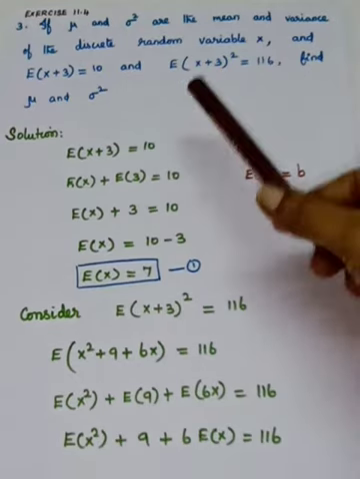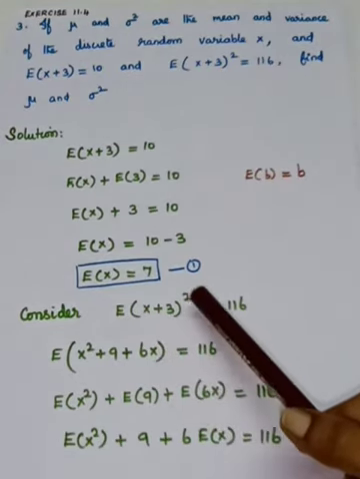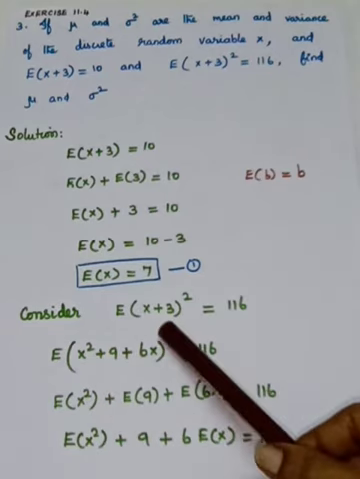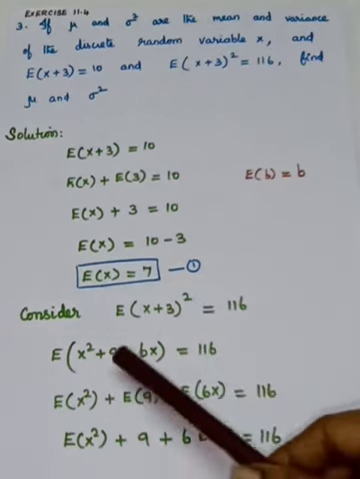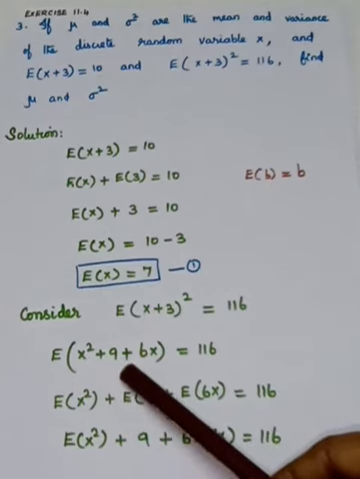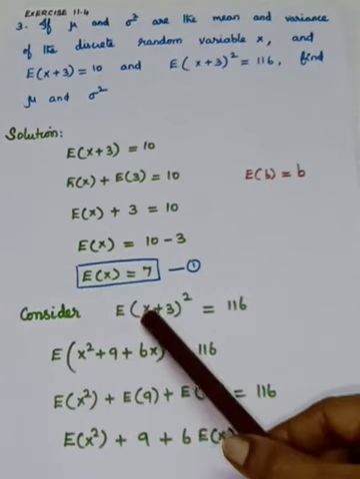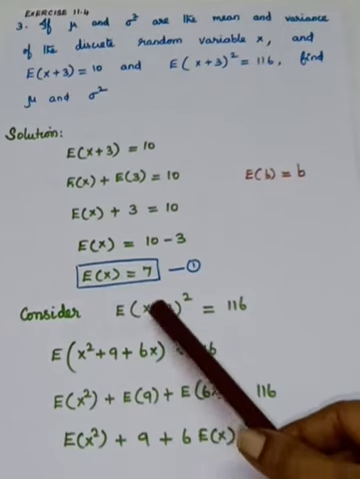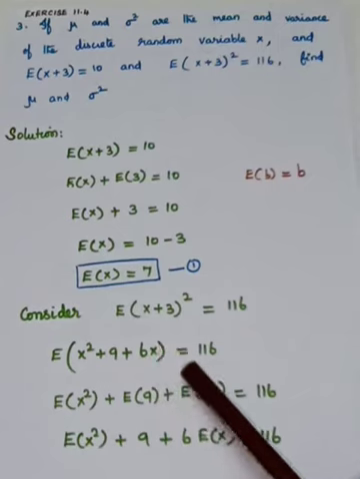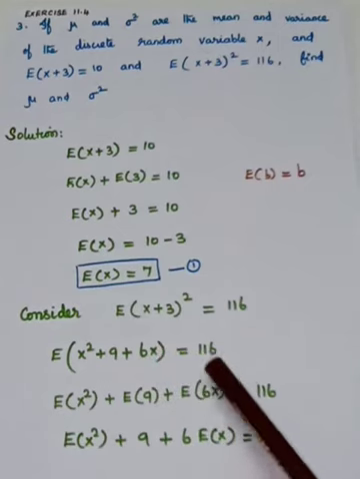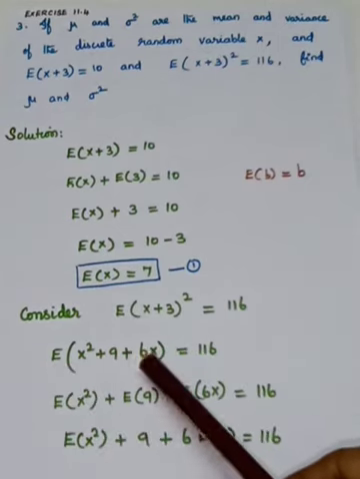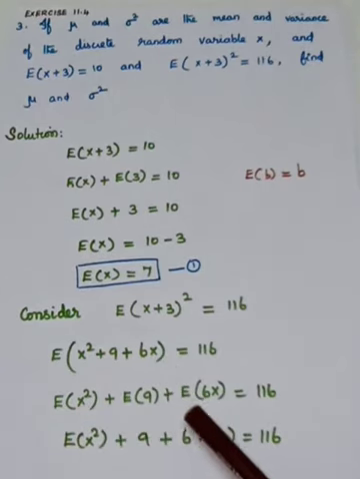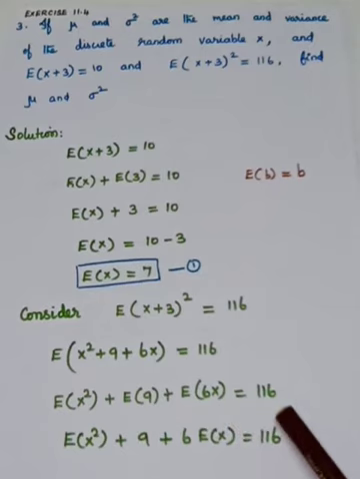You consider the next result. E of (x plus 3) the whole squared is equal to 116. So first you have to apply (a plus b) the whole square. So a squared plus b squared plus 2ab, that is x squared plus 3 squared is 9 plus 2 into 3 is 6 into x. So x squared plus 9 plus 6x is equal to 116. So apply E, expected value, for all the terms. So E of x squared plus E of 9 plus E of 6x is equal to 116.